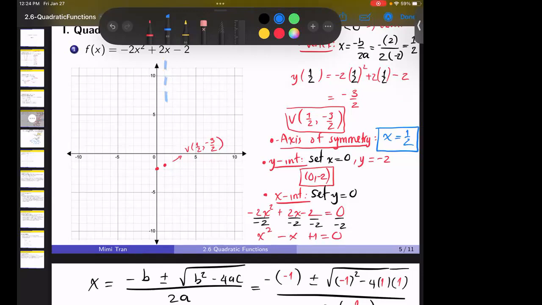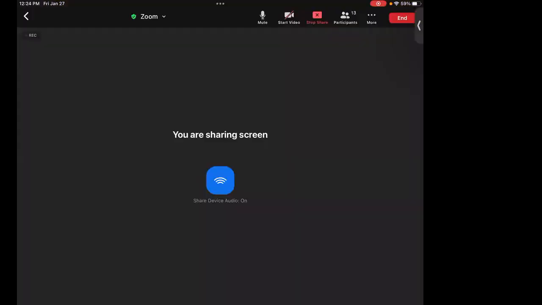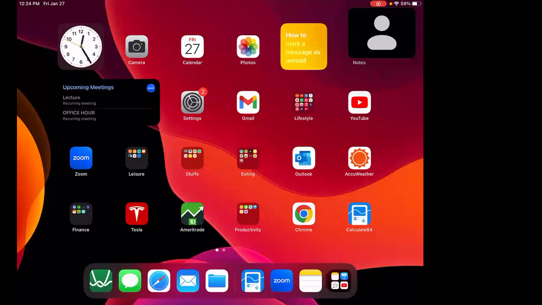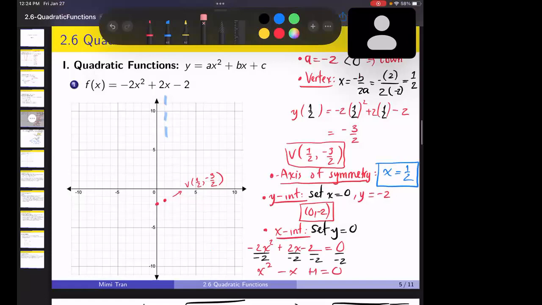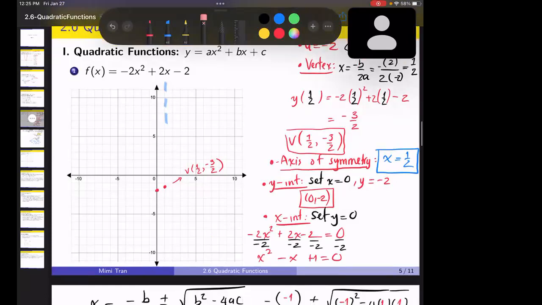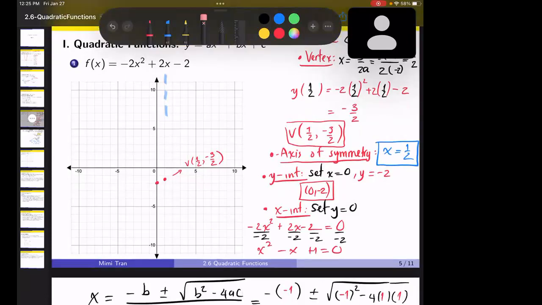I can't see the screen. It's stuck on one of the previous slides. I'm sharing though. I'm sharing now. Can you see it now? I'm moving it. You know it's lagging. Hang on. Can you see it now? Yeah, I can see it now.